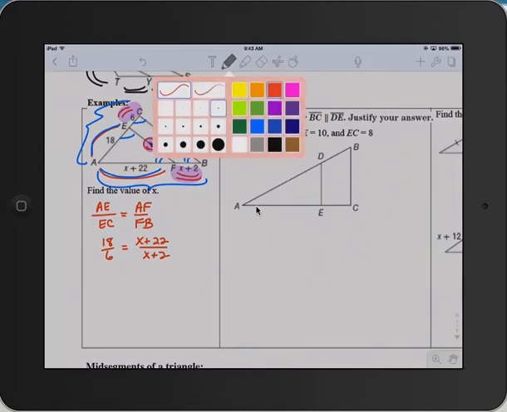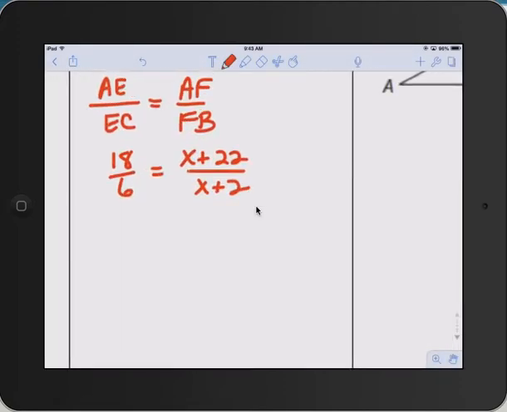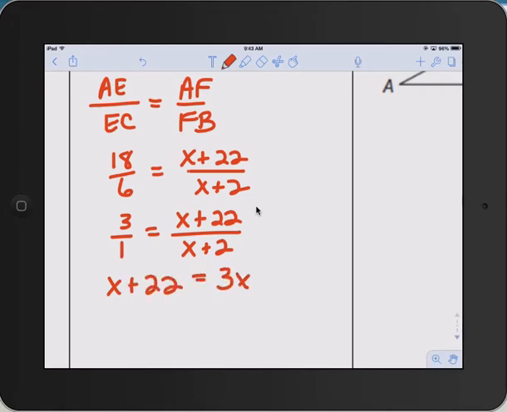Okay, so for this one, I'm going to go ahead and simplify that to 3 to 1 is x plus 22 over x plus 2. Make sure you distribute when you cross multiply. So x plus 22 equals 3x plus 6. 2x equals 16. x equals 8.